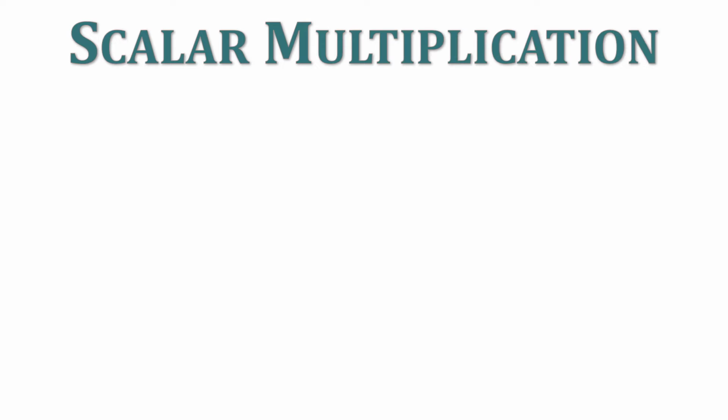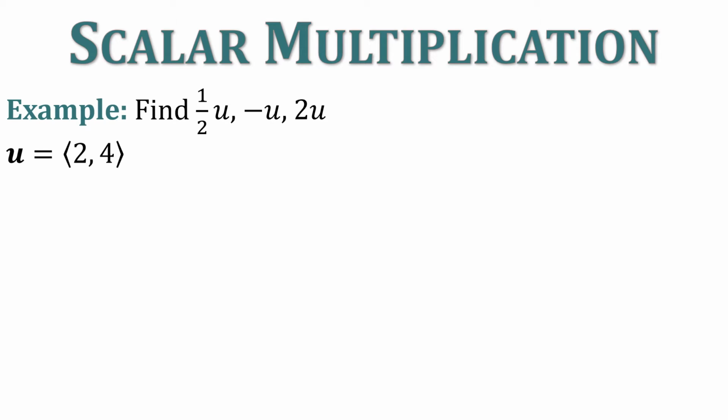Hello, in this video we're going to learn about vector operations. The first operation we're going to learn about is scalar multiplication. If you remember back to multiplying matrices by a scalar, this is practically the same thing. So if I give you the vector u = <2, 4>, I want you to find 1/2 u, negative u, and 2u.